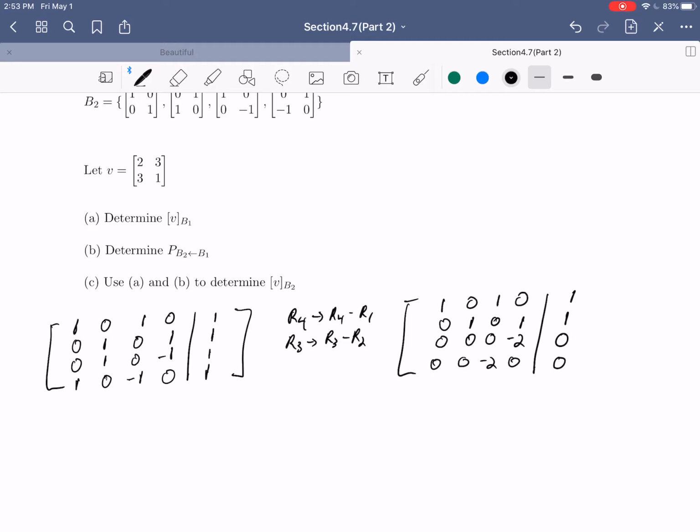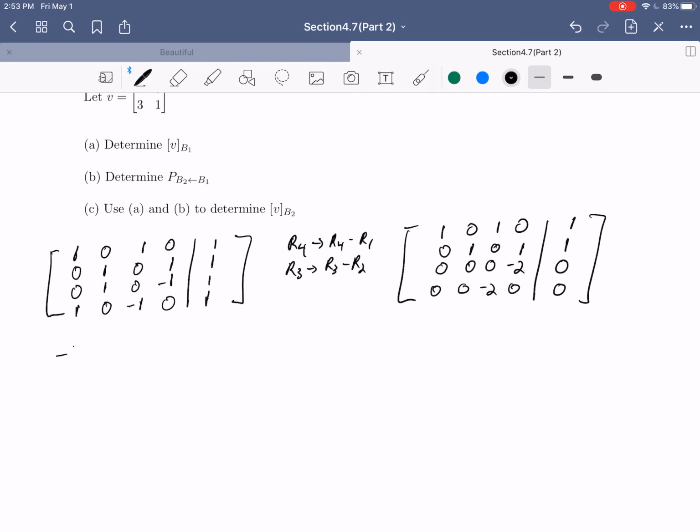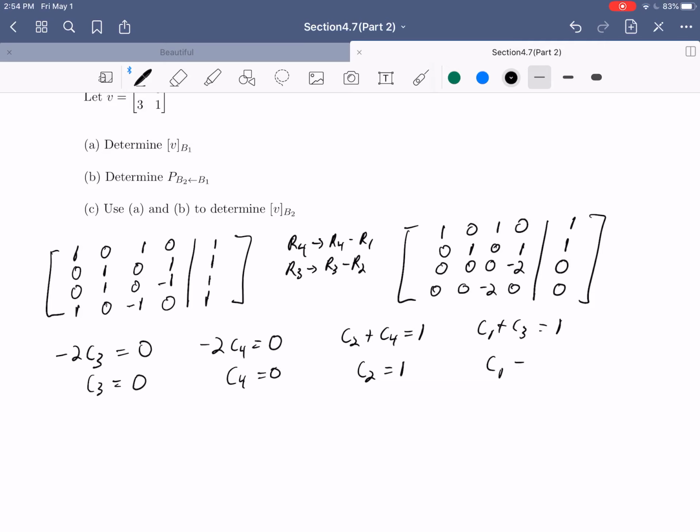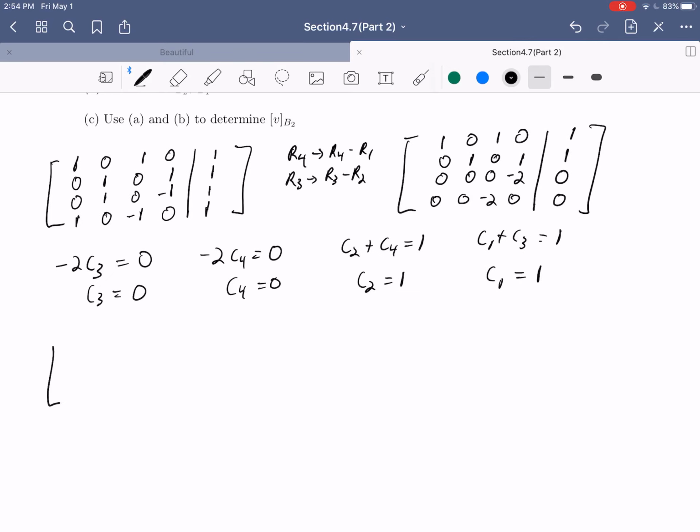Solving that, we get negative 2C3 is 0, so C3 is 0 this time. Negative 2C4 is 0, so C4 is 0. Then we get C2 plus C4 must be 1, so C2 must be 1. And finally, we get C1 plus C3 must be 1. Since C3 is 0, C1 must be 1. So the representation of 1, 1, 1, 1 in terms of B2 is the component vector 1, 1, 0, 0.